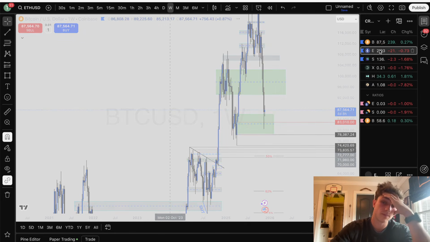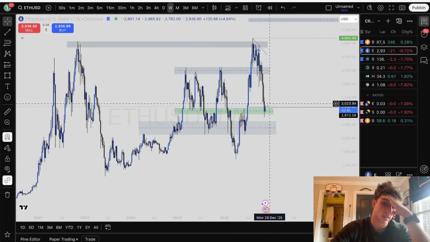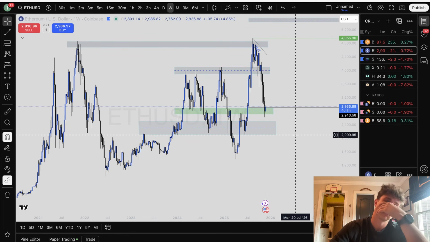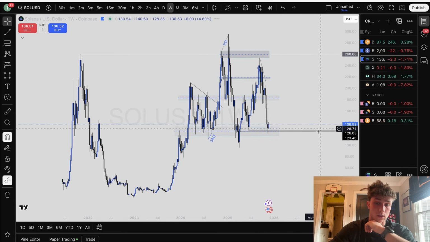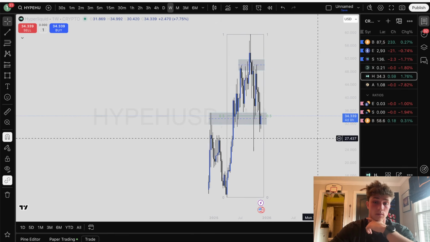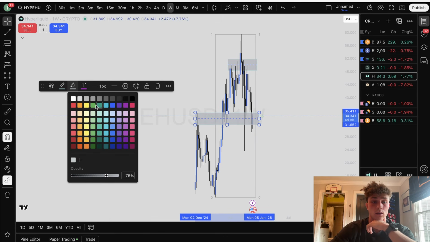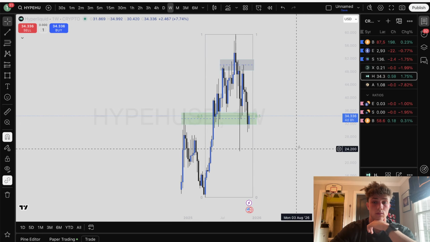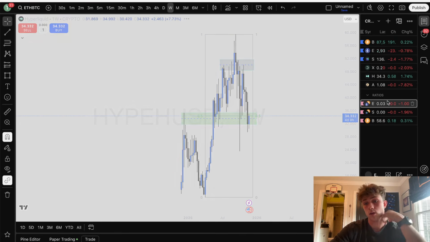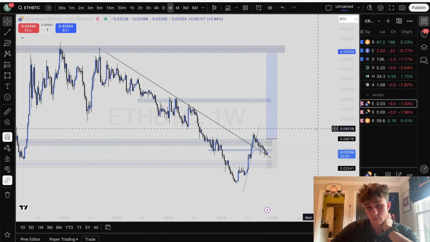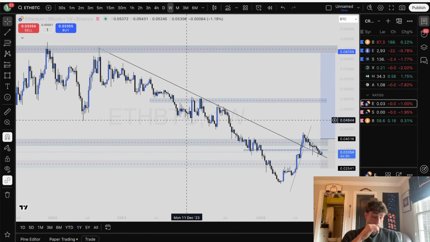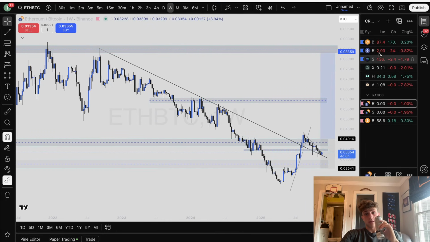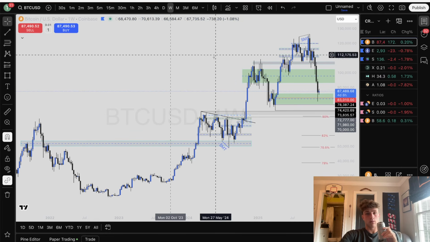ETH, I trimmed my position. This just looks horrible, bro. I actually trimmed here instead of buying more. Solana looks horrible. Hype, I added more here. Just looks horrible. ETH to Bitcoin ratio, bro. I think Bitcoin is going to continue to outperform ETH. That's why I'm not overexposed, but that's why I have a big holding in Bitcoin.